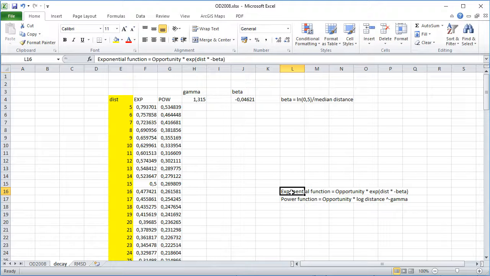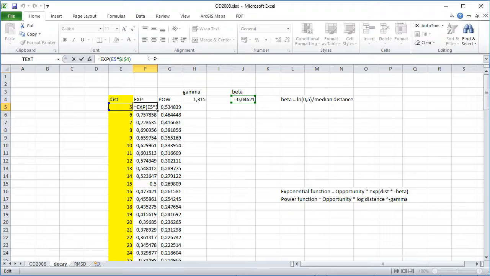But if you only have one opportunity, you can just dismiss that, and that's what we're going to do here. So if we go for the exponential function, we can see it is the exponential function of the distance, which is 5 in this case, times the negative beta value, which is expressed up there. So you've got something that could be understood as a probability. At a distance of 5, you've got 0.79 probability, and then it just decreases.